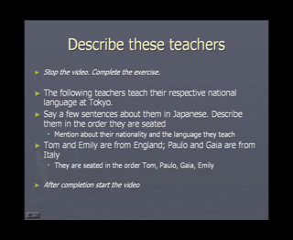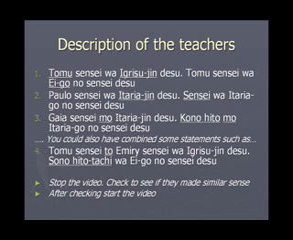Tom and Emily are from England. Paolo and Gaia are from Italy. They are seated in the order Tom, Paolo, Gaia, Emily. Tom and Paolo are gents. Gaia and Emily are ladies. Now, stop the video, do your translation and start it again.